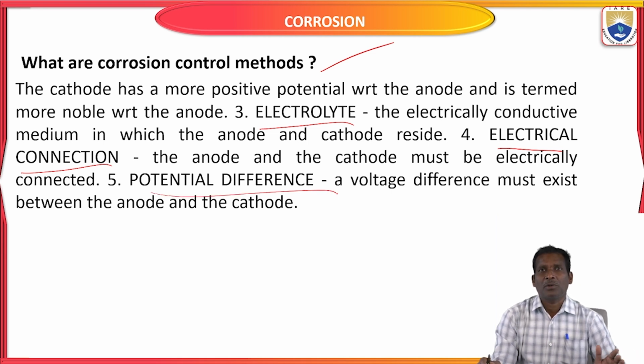And these are the control methods. The anode and cathode must be electrically connected in the case of electrical connection. In the case of potential difference, a voltage difference must exist between the anode and the cathode.